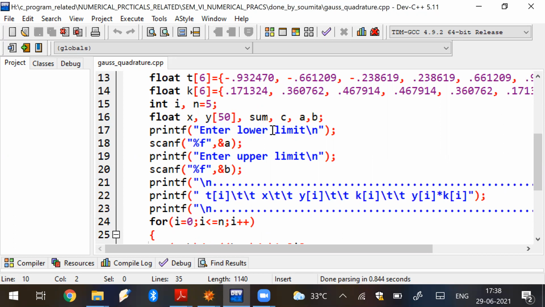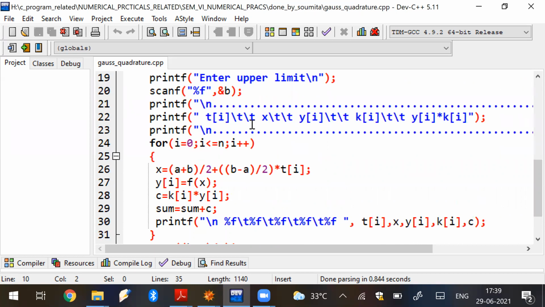Okay, so what you have to ask from the user is to provide the lower limit and the upper limit. Okay, as I said, it is required. So once they provide it, it is stored in a and b. Okay, then these are some of the things given to print as an output the table as I showed in the PDF.